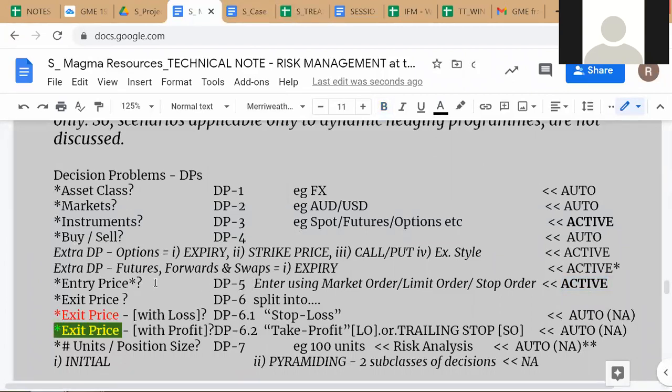But as far as DP5 is concerned, it is to be actively solved. What is the entry price? Is it at the market? Is it at a price better than the market using a limit order? Or is it at a price worse than the market using a stop order? When we say market, we mean the current market price right now when we are talking about the decision problem. So we look at this, the entry price.